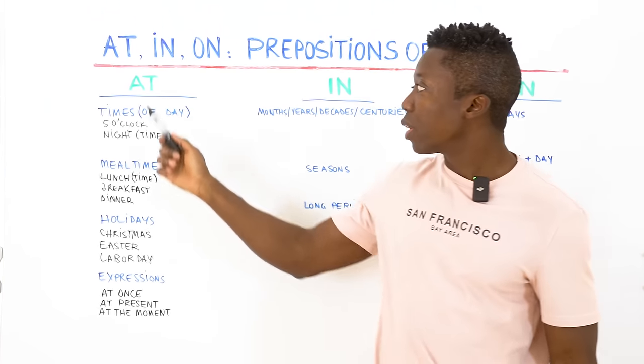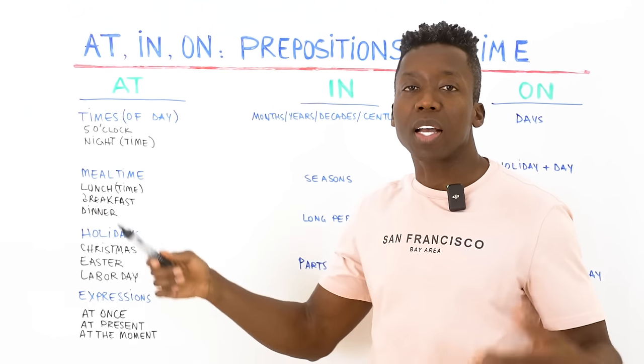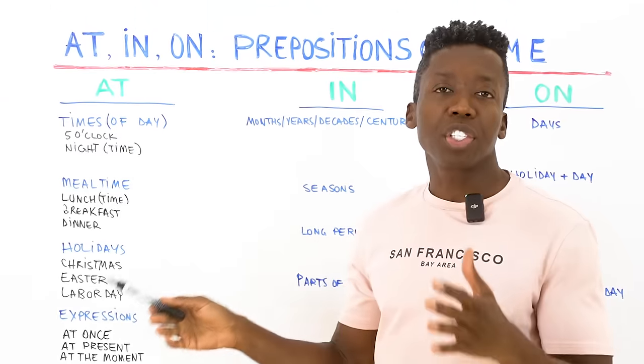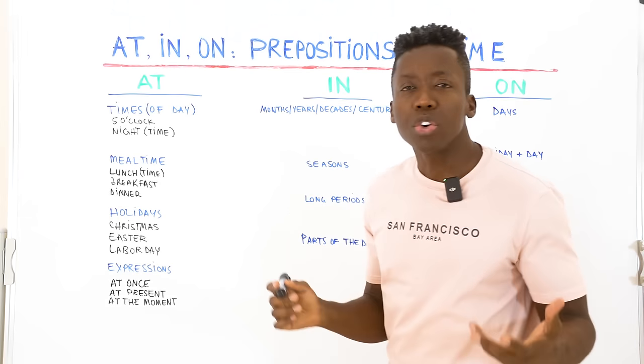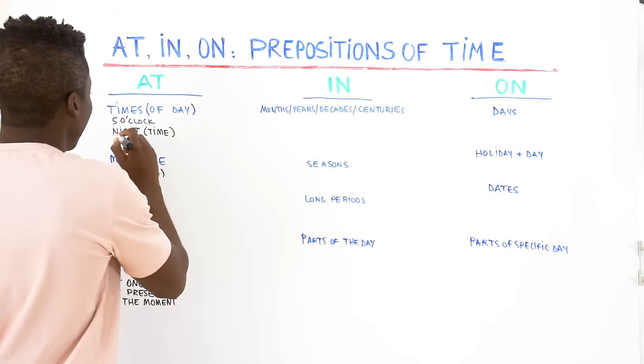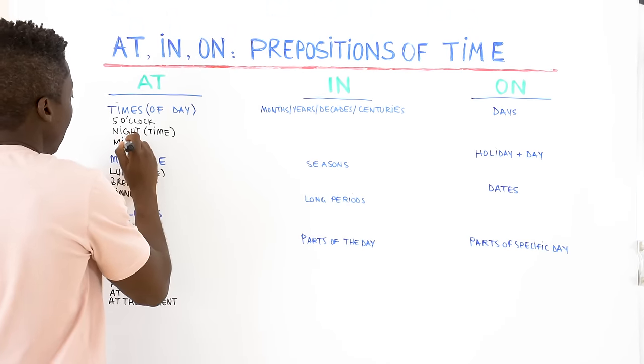All right, so we use at for times, 5 o'clock, 10 p.m., etc. Parts of the day, specifically at night or at nighttime. You can also use it for midnight. Why not? That's a time of day.